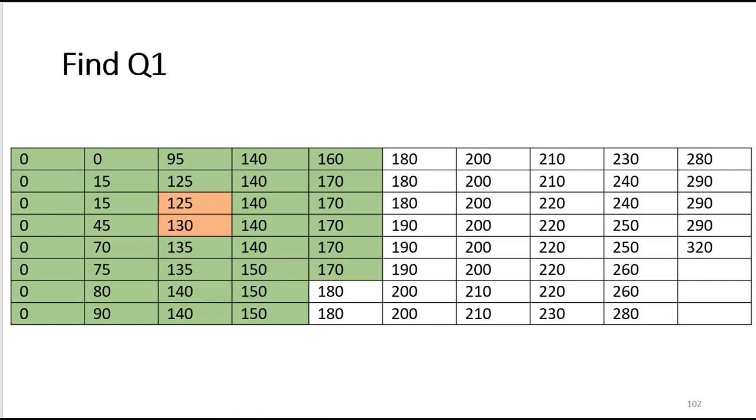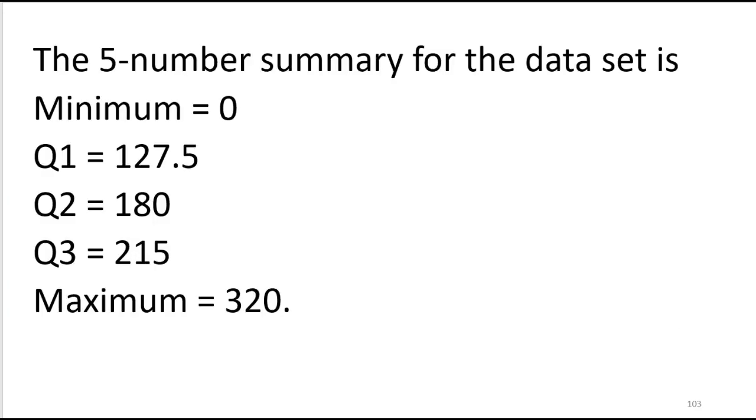Pause the video here and see if you can find Q3. You should find that Q3 is equal to 215. Using this information, we can now list out the 5-number summary. The 5-number summary consists of the minimum, Q1, Q2, Q3, and the maximum.